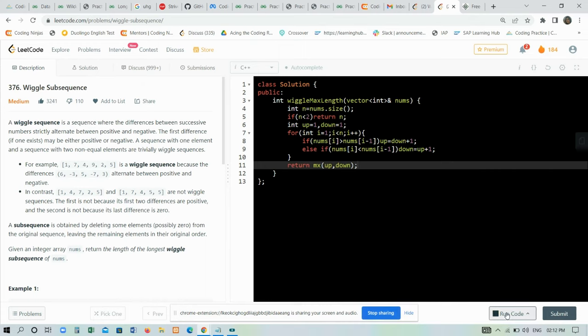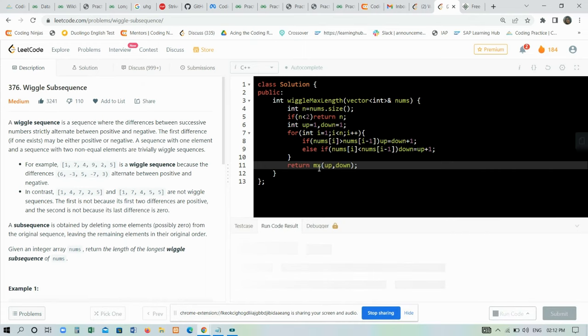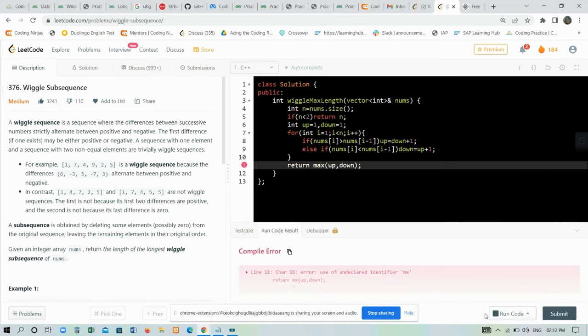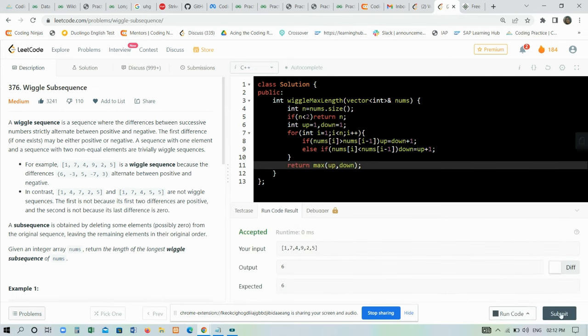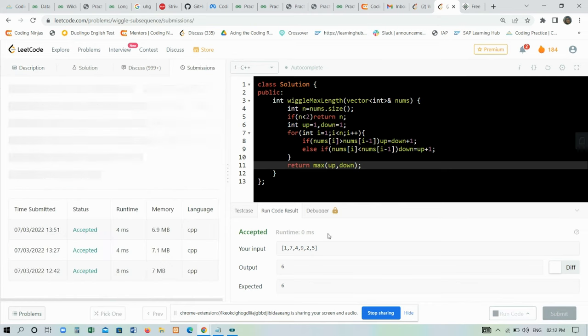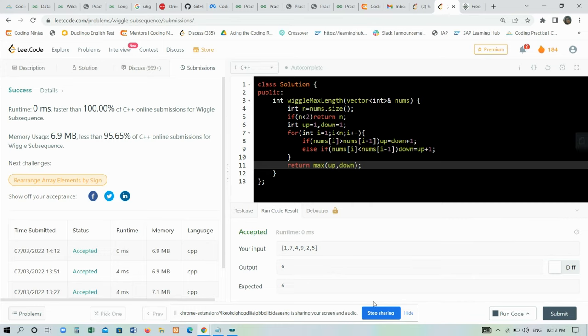So let's just run this code. It's max of up and down. See, the code just ran. Now we try to submit the code. So hence it ran really fast. It's faster than 100% of the online submissions for the Wiggle Subsequence, and consumes very little memory.